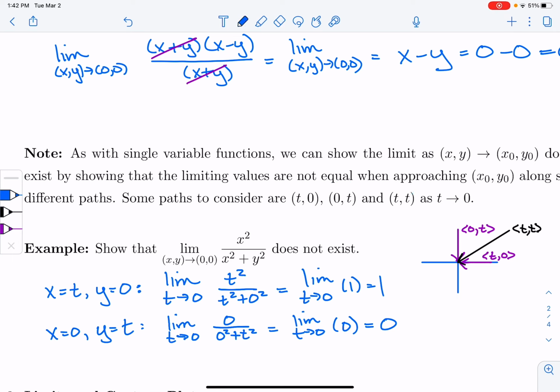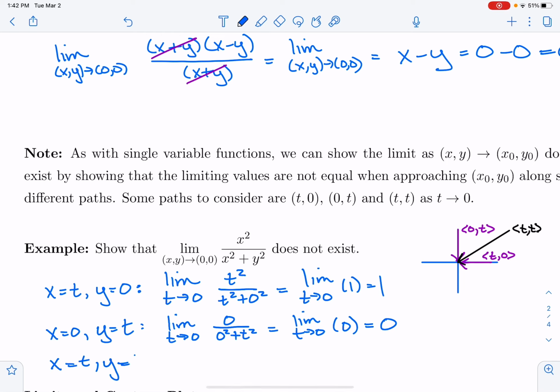We should be able to approach the point 0, 0 from any path and have the limits be equal in order for the limit to exist. But I don't want you to just restrict yourselves to these two paths. We want to be able to go from any direction. And so even though we showed the limit doesn't exist just by using those two paths, I'm going to throw in a third path, which actually gives you a different result.